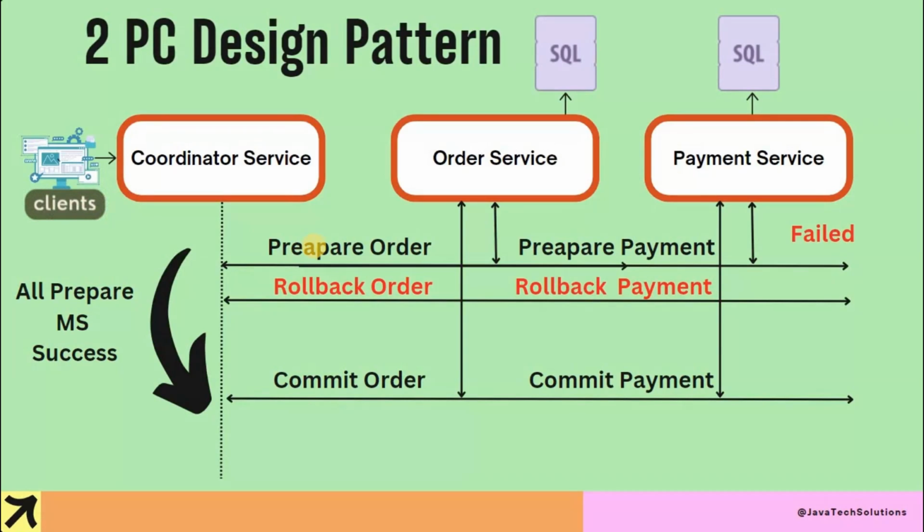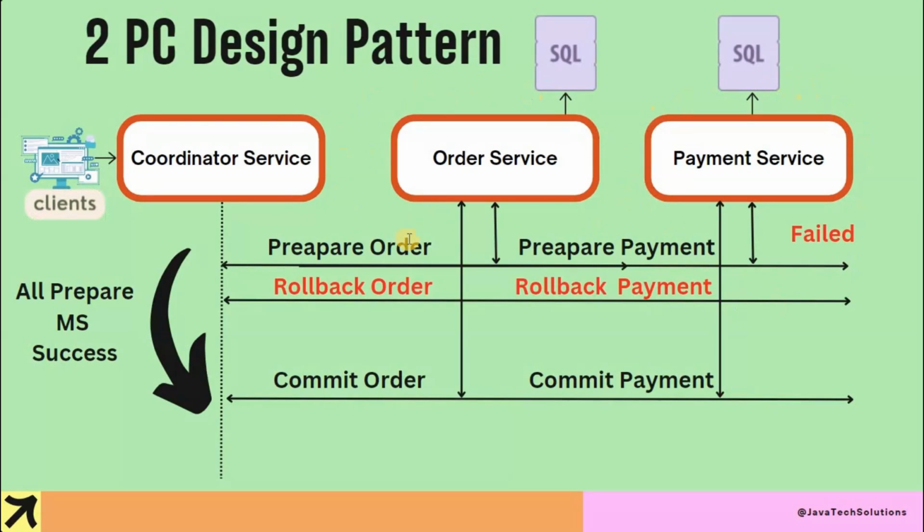Now what we will do next is create the same three microservices. One is the coordinator microservice, then order and payment, and we will do the transaction, to see how this two-phase commit actually works in a real scenario, in real coding. So I am going to create those services, and accordingly I'll give the demo.